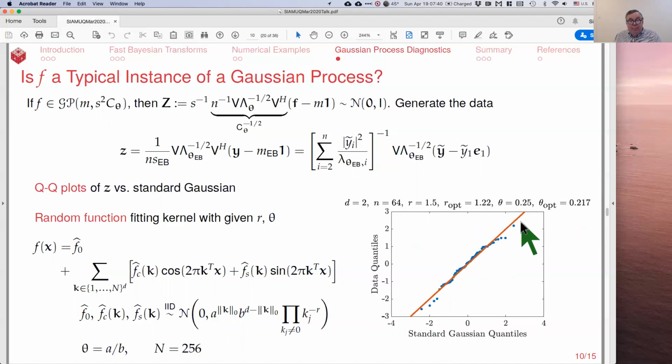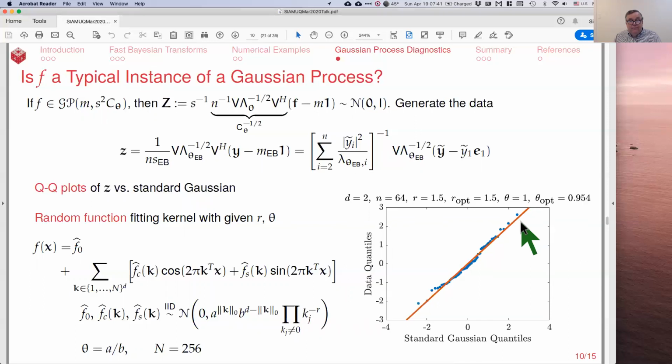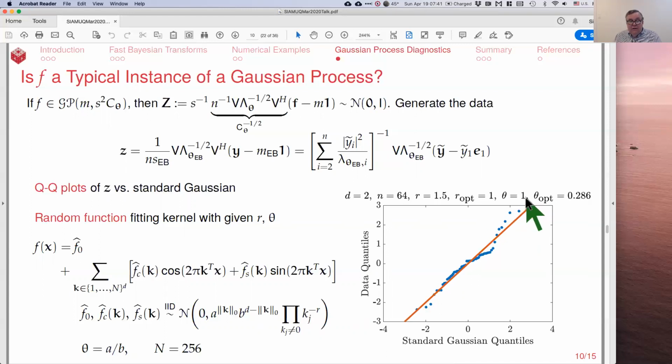Here's another example. Different random function, different random shifted lattice. Looks maybe not quite as good, but still reasonable. Now we've changed the theta to 1. Here is another case, maybe not as nice.